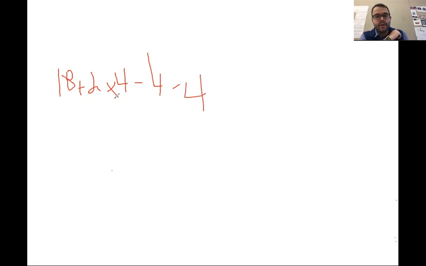So first we have to evaluate multiplication in this problem. So 2 times 4 is 8. So that's what I'm going to write. And then, because all I have left is addition and subtraction, I can read it from left to right. So I have 18 plus 8 minus 4 minus 4.